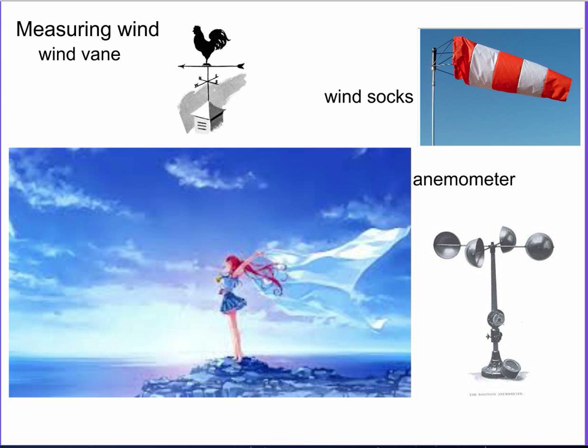Now, we can measure wind in several ways. A wind vane or a weather vane will actually point in the direction that wind is coming from, while a wind sock will catch the wind and point in the direction that wind is going to. Now, there's a special thing called an anemometer. Anemometers actually spin with the speed of the wind. The faster it goes, the faster the wind.